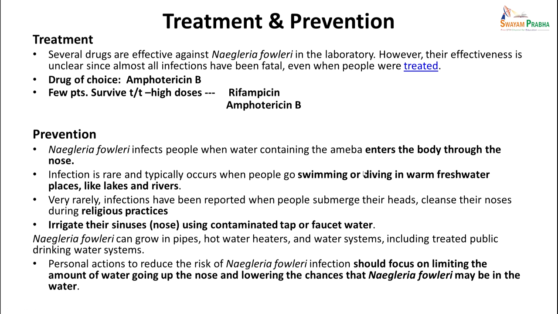Prevention is usually that one should try to avoid this amoeba entering through warm freshwater lakes which have not been used for long, or swimming pools which have not been properly maintained, and one should not irrigate the nose with water which is not hygienic or has not been treated properly. That is the only way one can prevent this, because one should focus on limiting the entry of these amoebae into the nose, as the disease is difficult to treat.